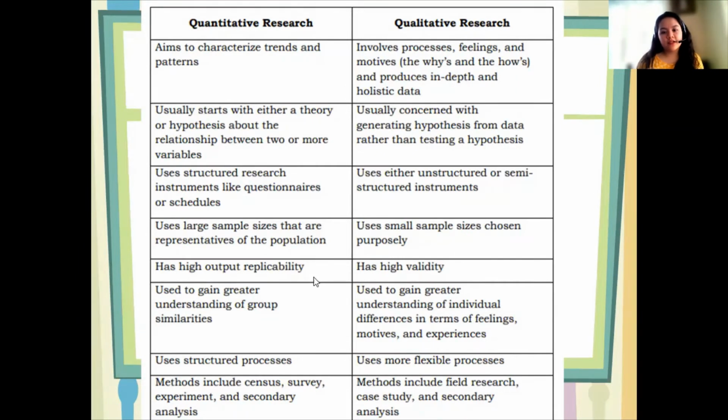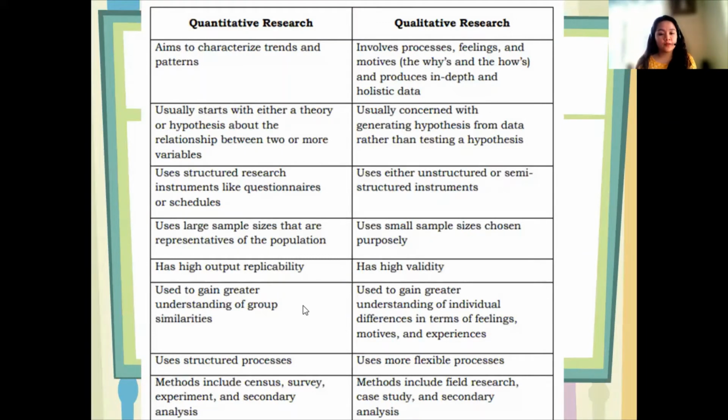In qualitative research, has high validity. Bakit? Because it is nga quality, di ba? Words. Ganun. Quantitative research used to gain greater understanding of group similarities. So, it means, iniintindi mo lang yung isang concept. Then you're going to interpret it in a numerical data. In qualitative research, used to gain greater understanding of individual difference in terms of feelings, motives, and experiences.